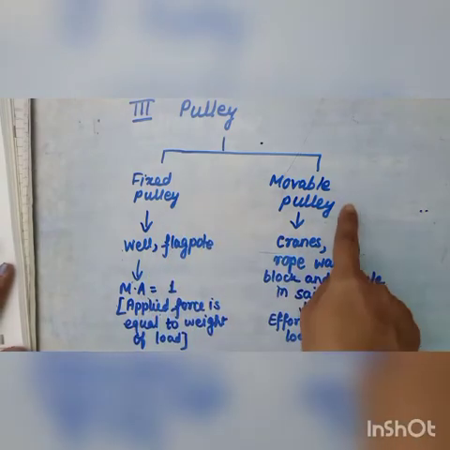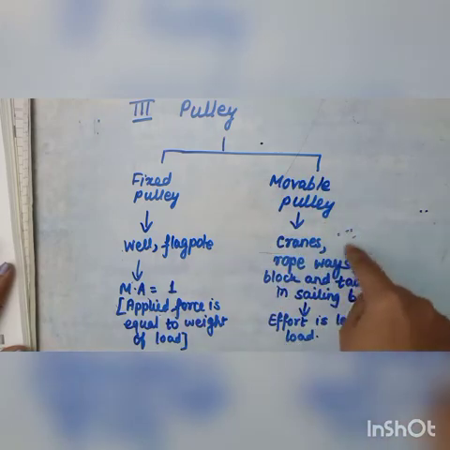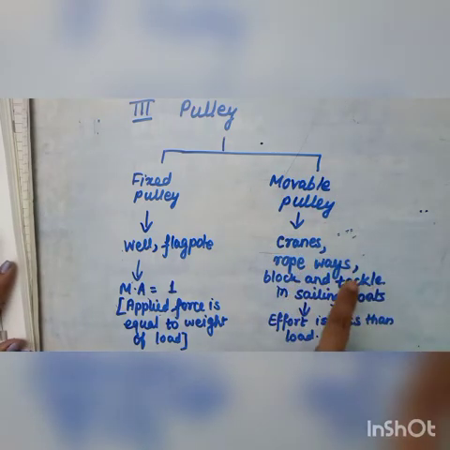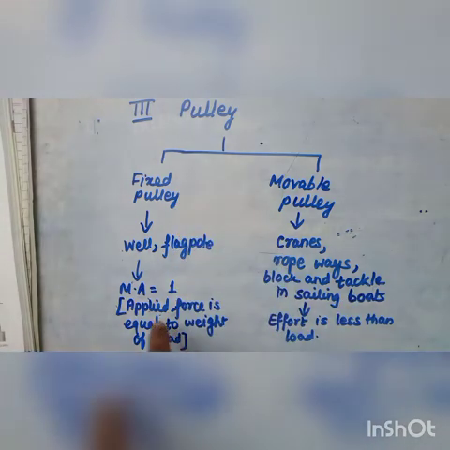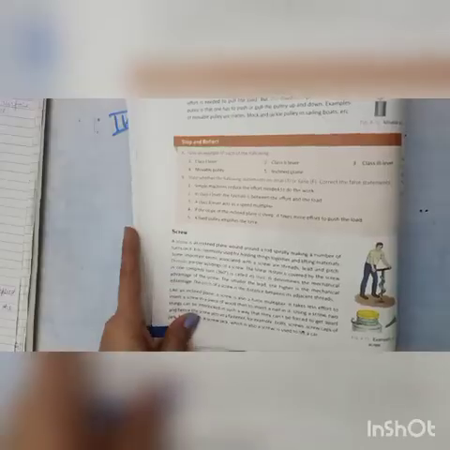Your fixed pulley and movable pulleys, you find it in wells, flagpoles. You are finding this in cranes, ropeways, and block and tackle in sailing boats. Now in this case, your mechanical advantage is equal to 1, as the applied force is equal to weight of the load, and here effort is given less. Less effort is given than the load. So load is heavy and effort what we are giving is less. So this is the mechanics of your pulley.